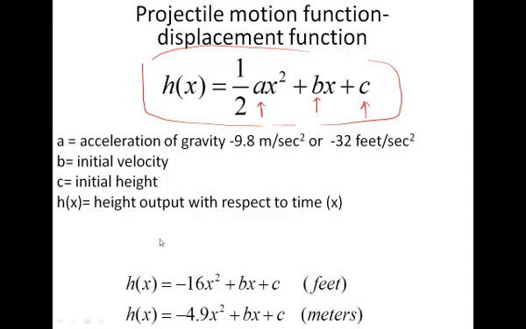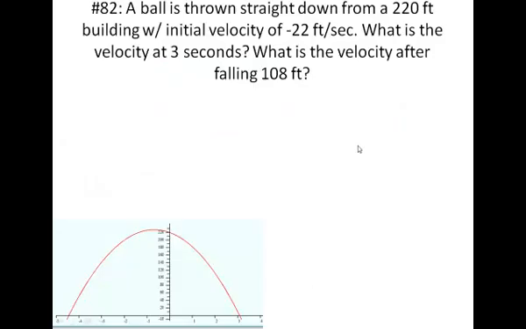So keep those in mind, and we are working with these in the end because we do have constant accelerations of gravity. I do have one last example that I'm going to do. It's number 82. We're going to apply our knowledge of projectile motion functions to come up with instantaneous rates of change.